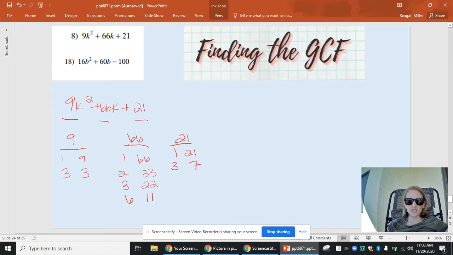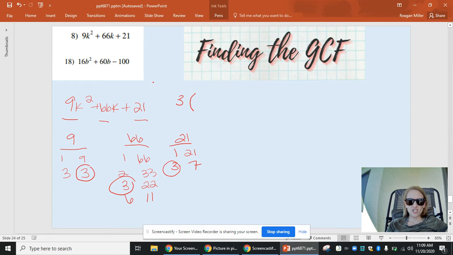The GCF is the largest number that they all share as a factor, which is going to be 3. You'll see that they all have a 3 that divides evenly. That means if I'm factoring or solving that number 8 up here, the first step that I need to do is to take a 3 out. I'll have to factor a 3 out.